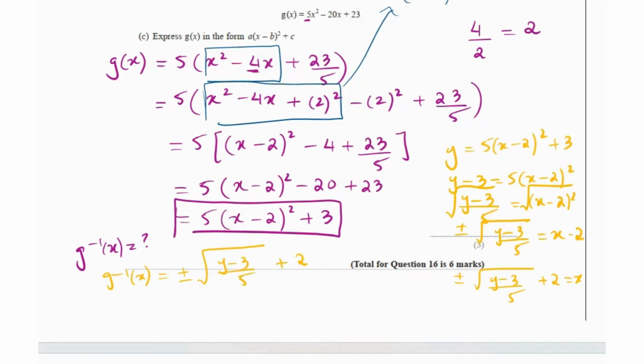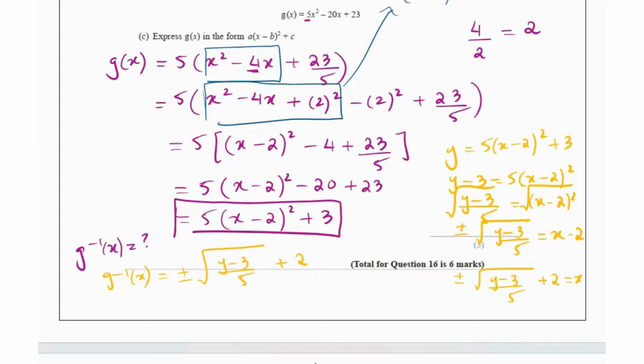So remember, for completing square form, they can just directly ask you to convert a quadratic equation to completing square form, like they did over here. Or they can give you a question where they're asking you to find the inverse of a quadratic equation. And for that, you will need to convert into completing square form, then find its inverse and give the answer.